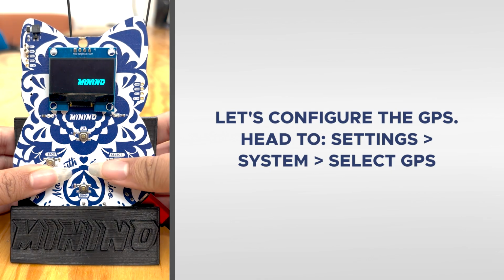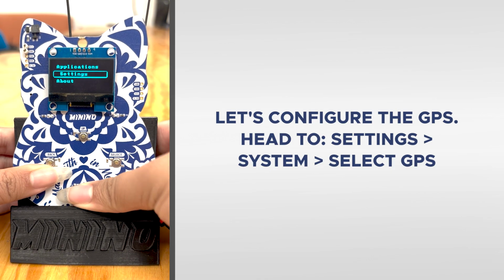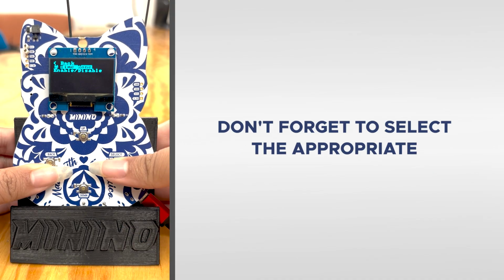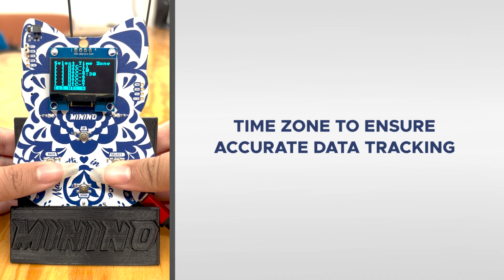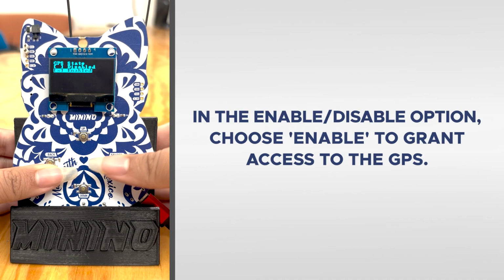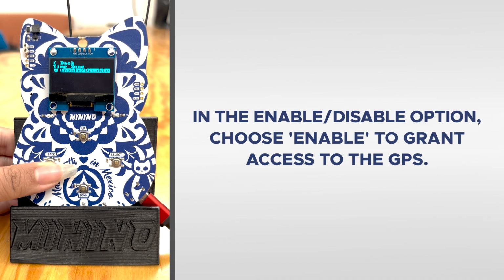Let's configure the GPS. Head to Settings, System, and select GPS. Don't forget to select the appropriate time zone to ensure accurate data tracking. In the Enable/Disable option, choose Enable to grant access to the GPS.